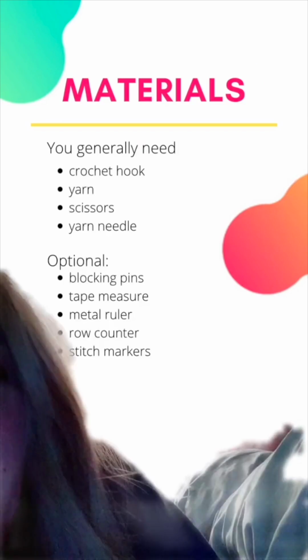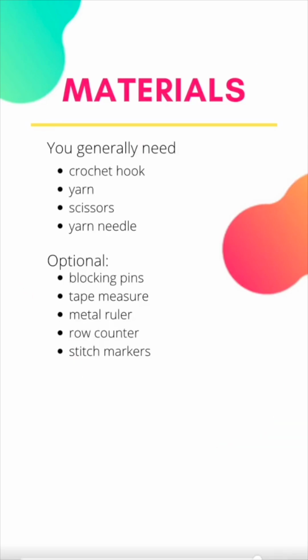Welcome back to How to Read a Crochet Pattern, where I show you the different parts of a crochet pattern in a minute or less. So for the materials, you pretty much always need a crochet hook, yarn, scissors, and a yarn needle. The list on the bottom there is not all inclusive. It's just the most common ones that I've come across that are beyond the basic materials.